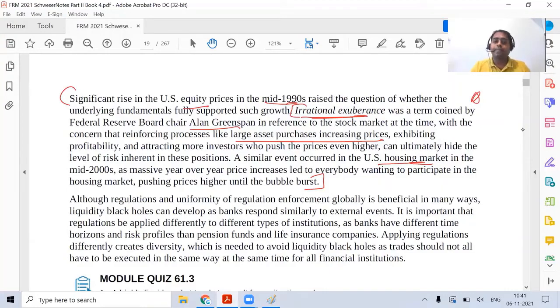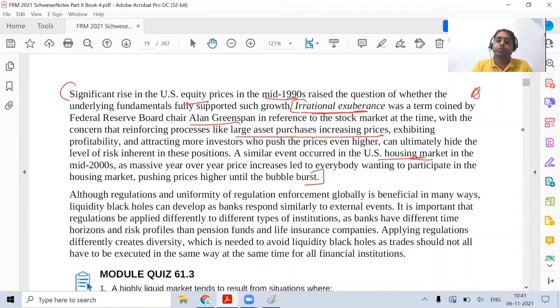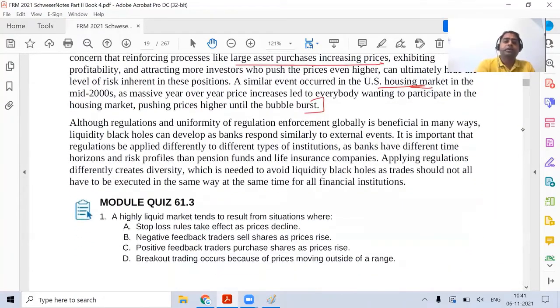All good? Irrational exuberance. Let us go towards the next section, the last paragraph.